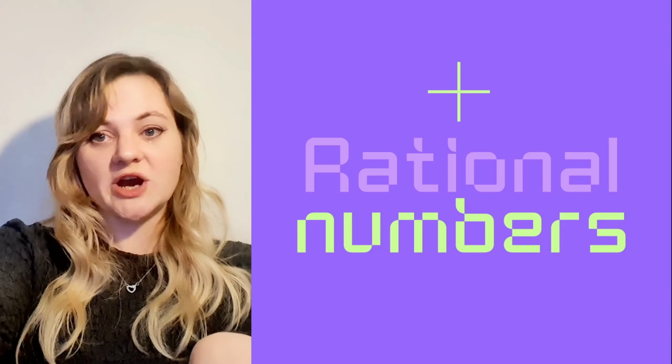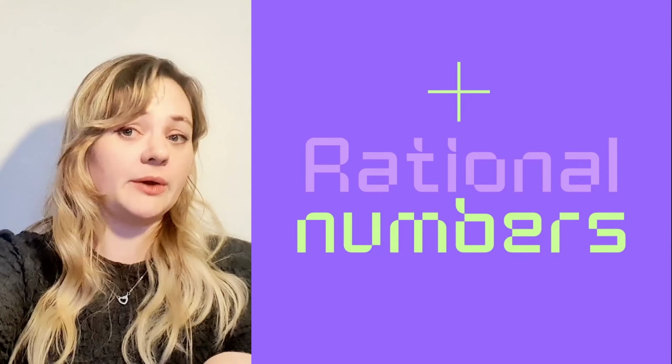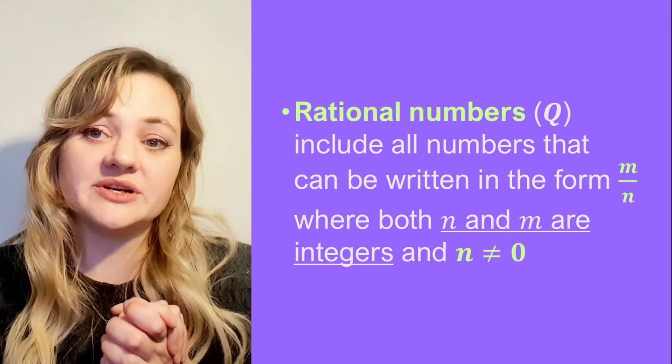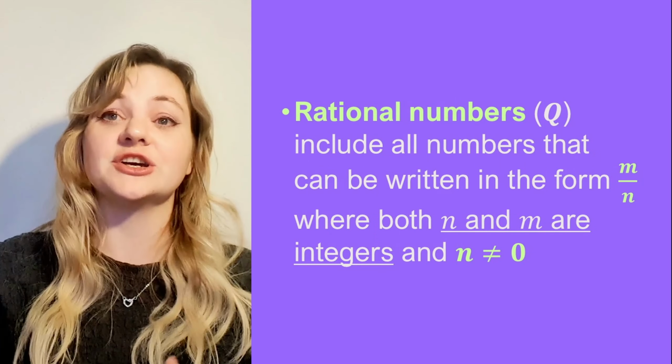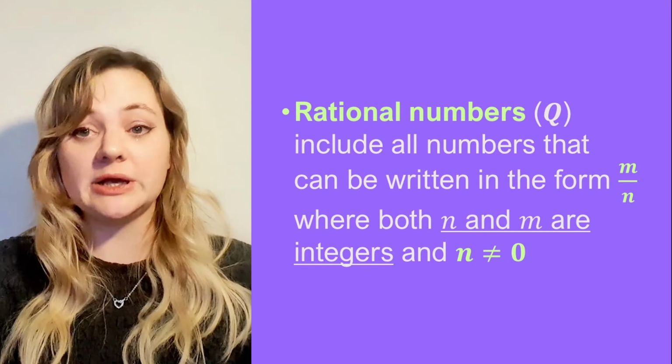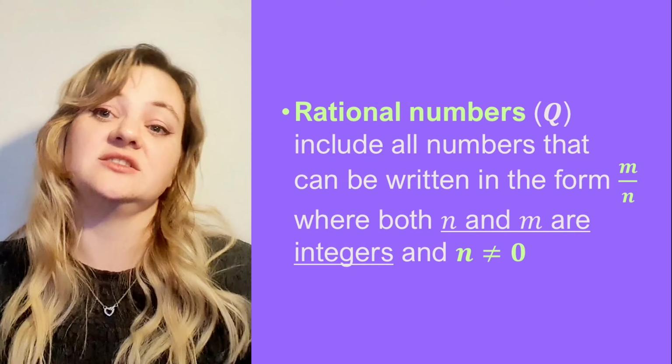Next, we've got the rational numbers, okay? Are they really rational? I don't know, but we're about to find out. The rational numbers is represented by the letter Q. Why not R? Because there's another set that is called the real numbers that is represented by an R.